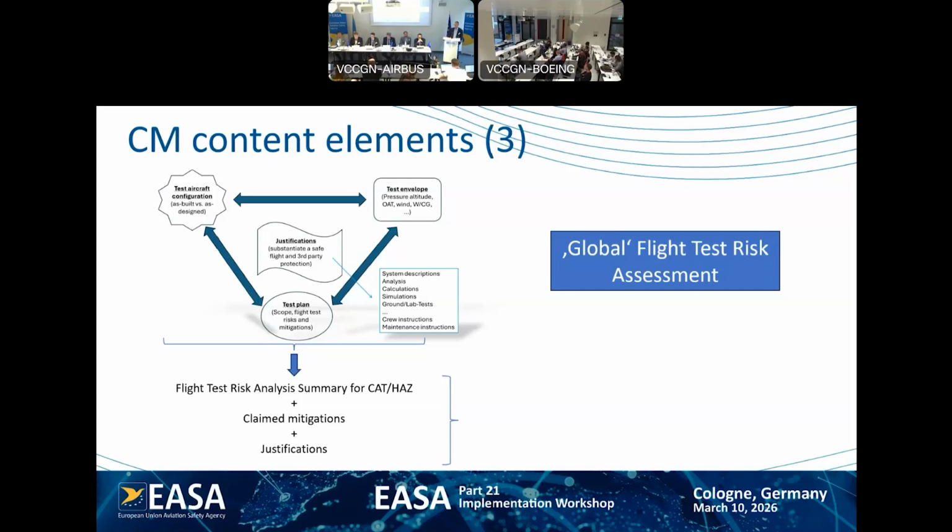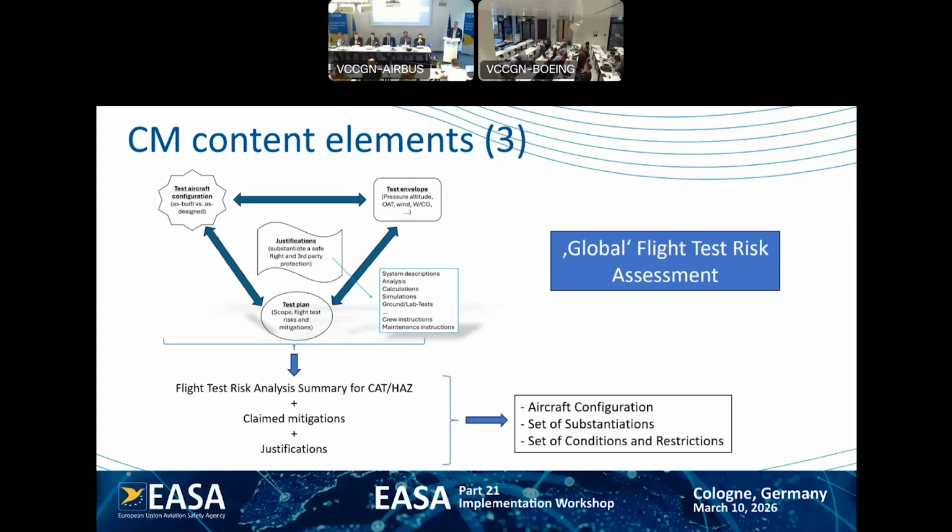With that, you more or less have everything together, which is necessary for the submittal of the Form 18B, which is then the aircraft configuration, the final one that you'd like to get the approval for, the set of substantiations to have all the mitigations in place, which also then automatically drives you to the set of conditions and restrictions under which the flights can take place.